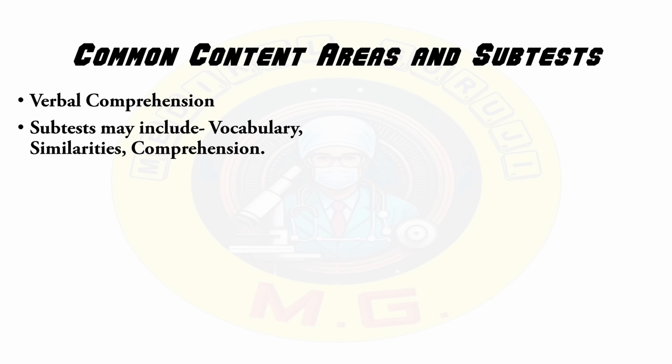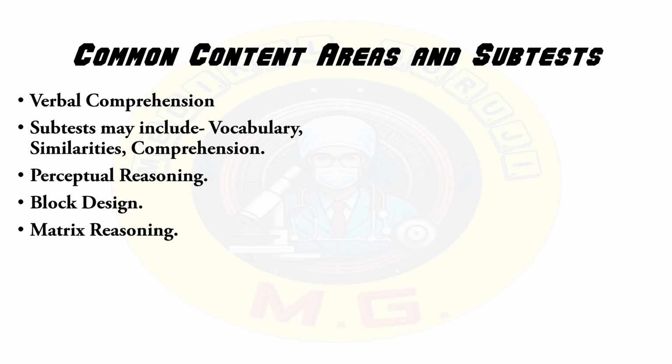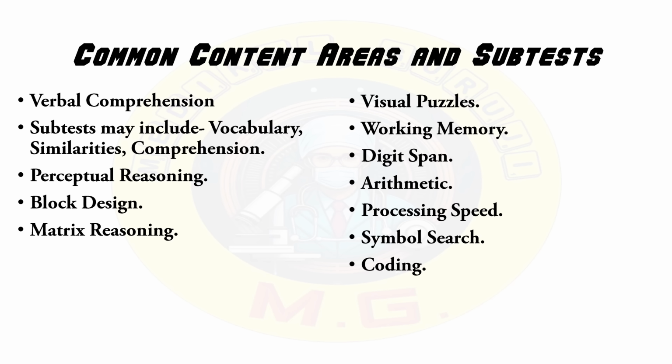Then the second area is perceptual reasoning. This area evaluates visual spatial skills, non-verbal problem solving, and fluid reasoning. Its subtests may include block design, that is recreating visual patterns with blocks, matrix reasoning, completing visual patterns, and visual puzzles, assembling puzzle pieces to form a complete image.